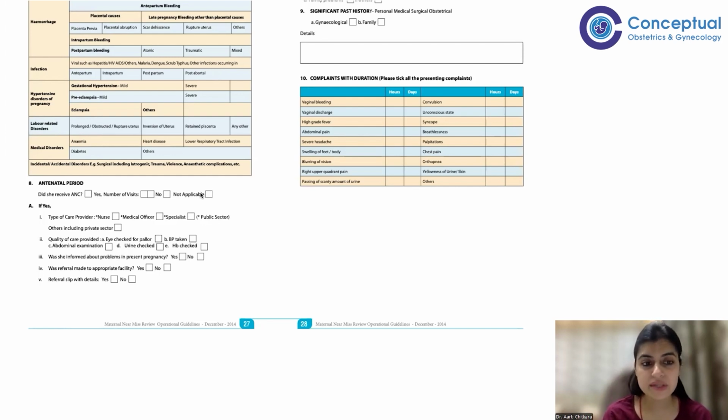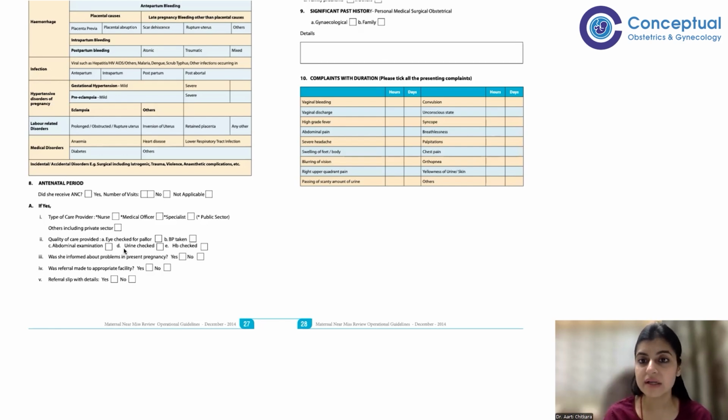If yes, what was the type of care provider? Whether she just visited a nurse all the time in a PHC, whether she came in touch with a medical officer, a specialist, in the public sector, or others, including private sectors. So the form does not insist that the patient should have had a visit with the government setup; even if it is a private sector contact with a doctor or medical care, it is counted as a visit. Then the quality of care provided, whether the eye was checked for pallor.